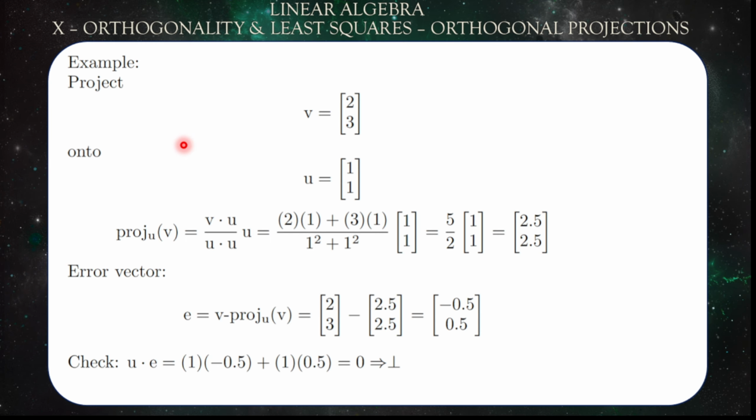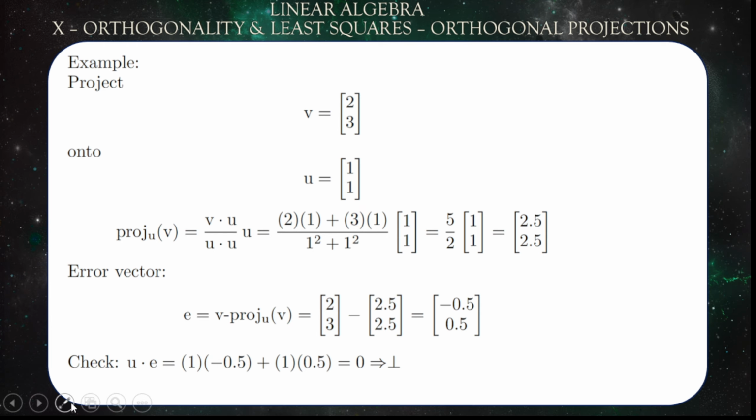As an example, you have v equal to (2, 3). We need to project v onto u. Let us retrieve the formula. The projection of v onto u is given by v dot u, the dot product of v and u, divided by u dot u, multiplied by the u vector. So v dot u is 2 times 1 plus 3 times 1. So 2 plus 3, which is 5.